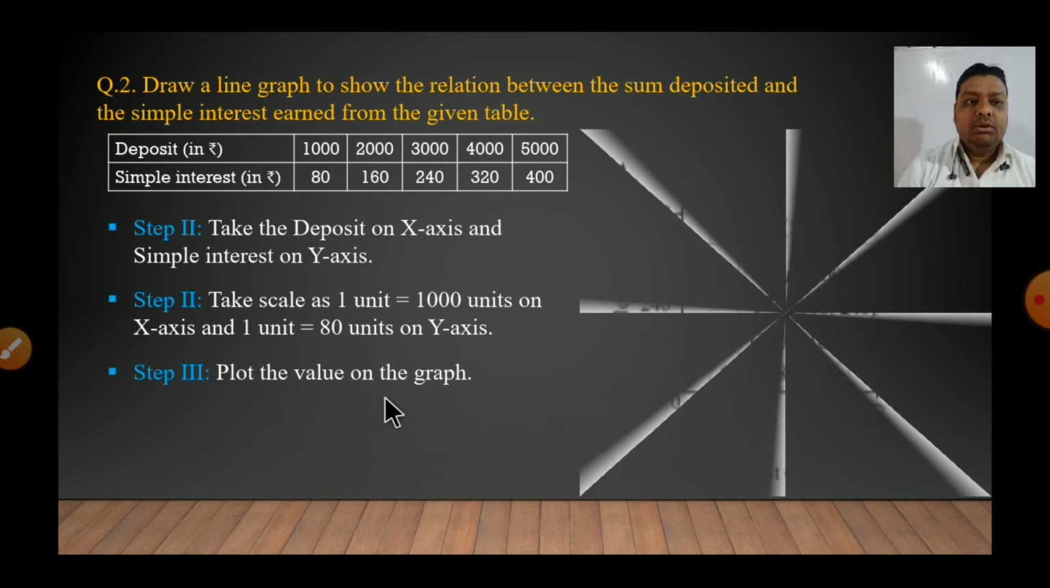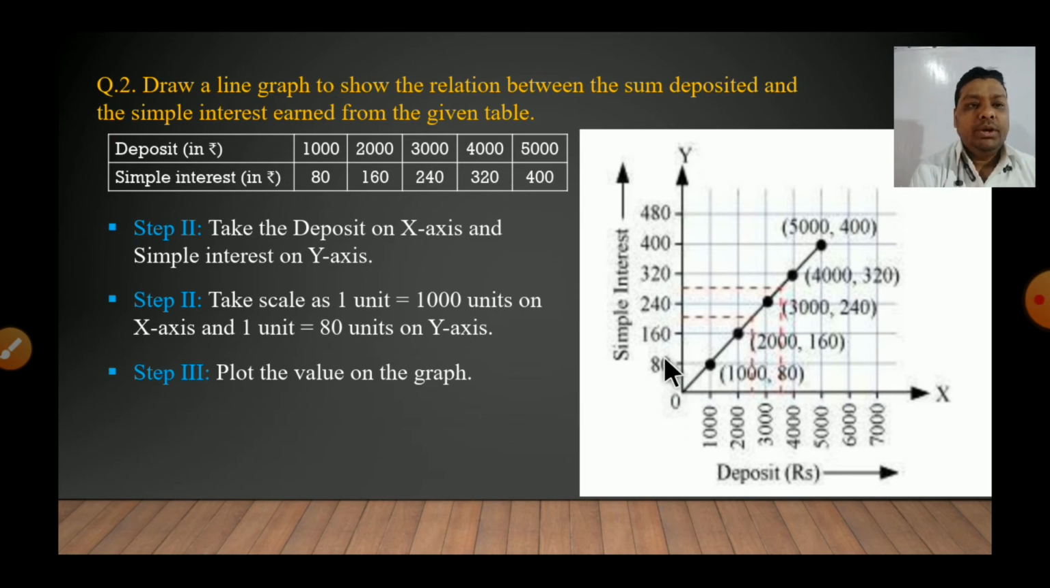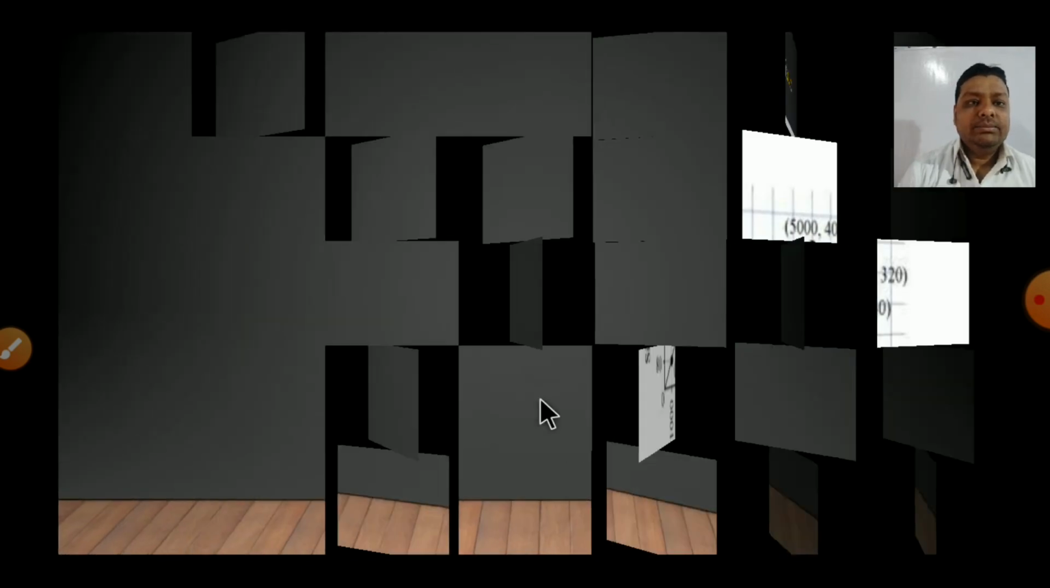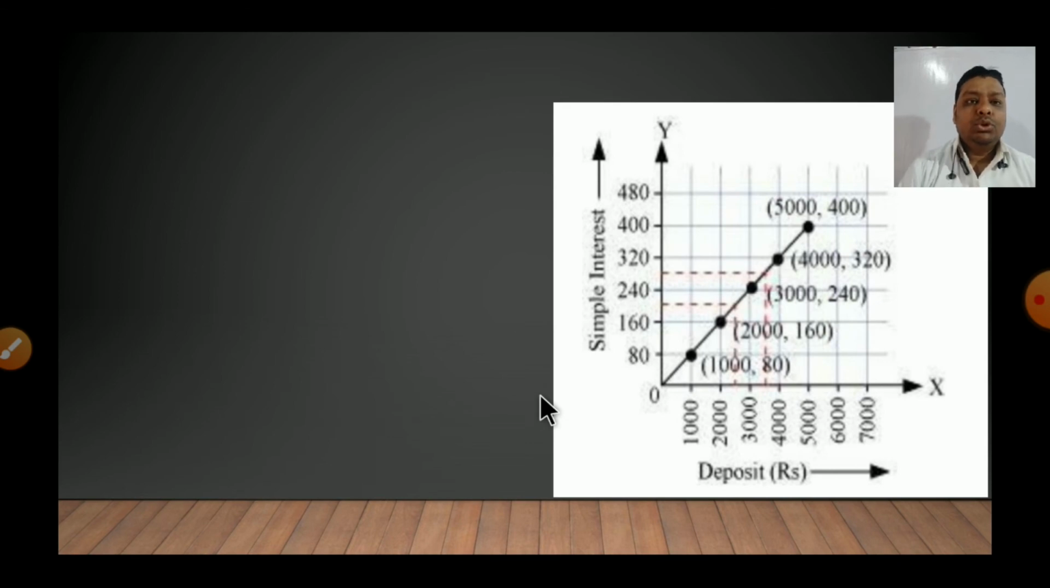So now you can see here, students, like this we can draw the graph. You can see deposits 1000, 2000, 3000, 4000 up to 7000 I have drawn. And on the y-axis we have drawn simple interest starting from 0 to 80, then 160, 240. Like this we have to draw the graph here. Now, students, we have to solve some questions based on it.